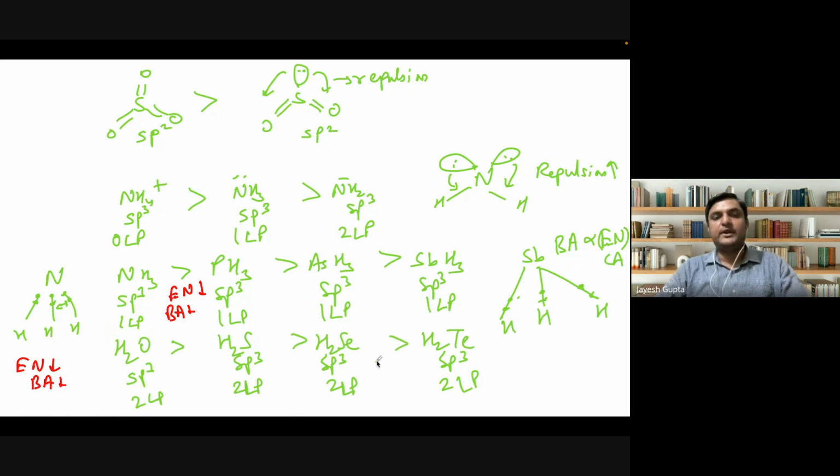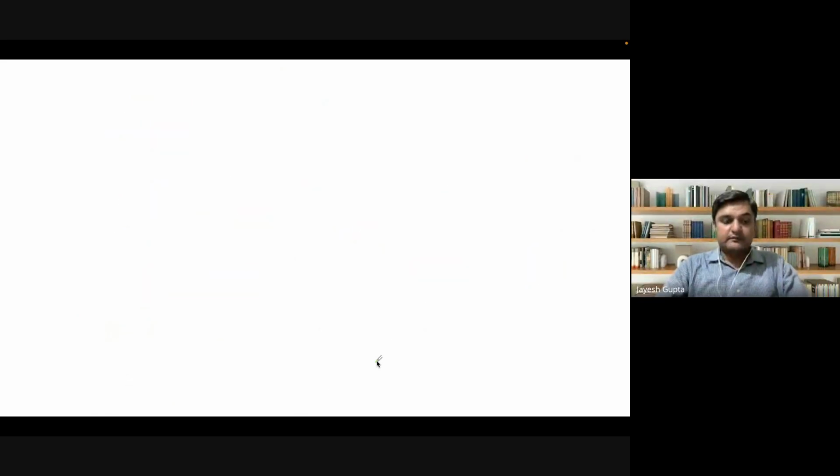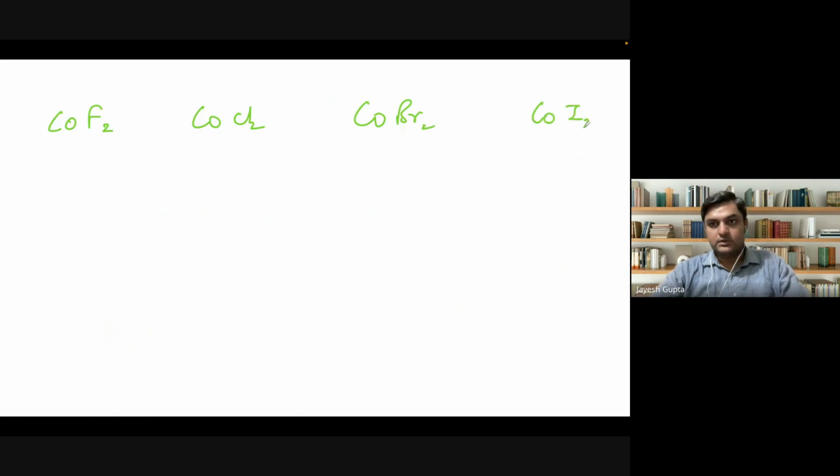Okay. Any doubt in this? No, sir. Okay, fine. So let me give the next set of questions: COF2, COCl2, COBr2, and COI2. So here CO is C double bond O. It will be like this.